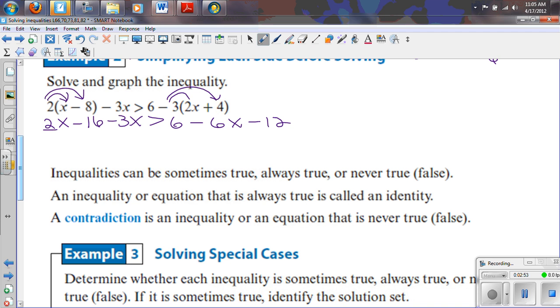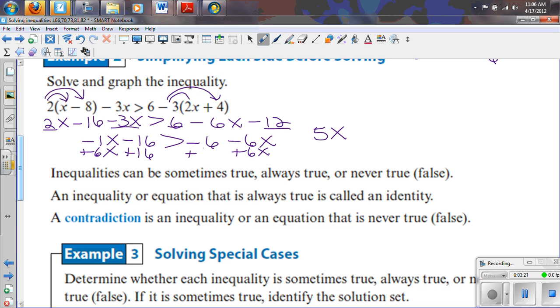2x minus 3x is negative 1x minus 16 is greater than, and we can do some adding like terms on this side as well. 6 minus 12 is negative 6 minus 6x. And then I have variables on both sides, so I'm going to add 6x. And so I get 5x. And then I'm going to do the next step, which is add 16 as well. So 16 and negative 6 gives us a 10. So 5x is greater than 10.